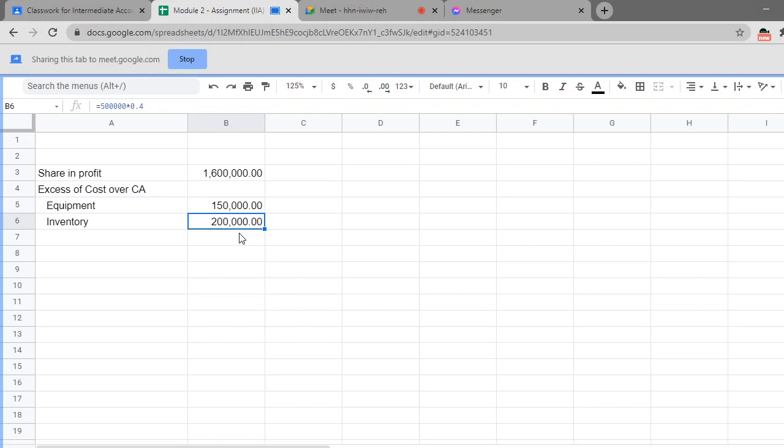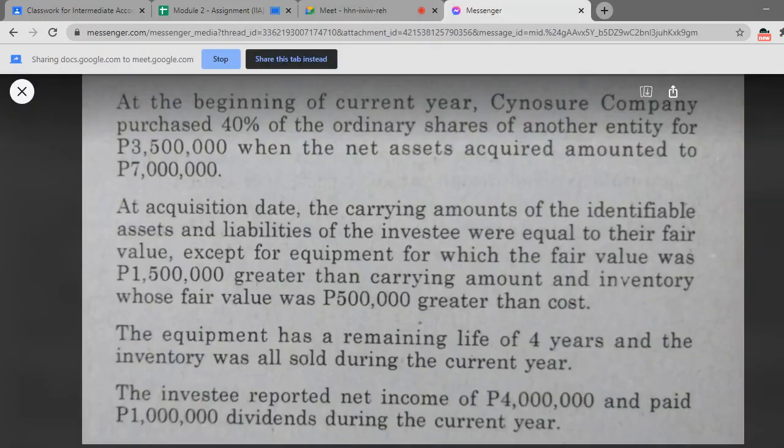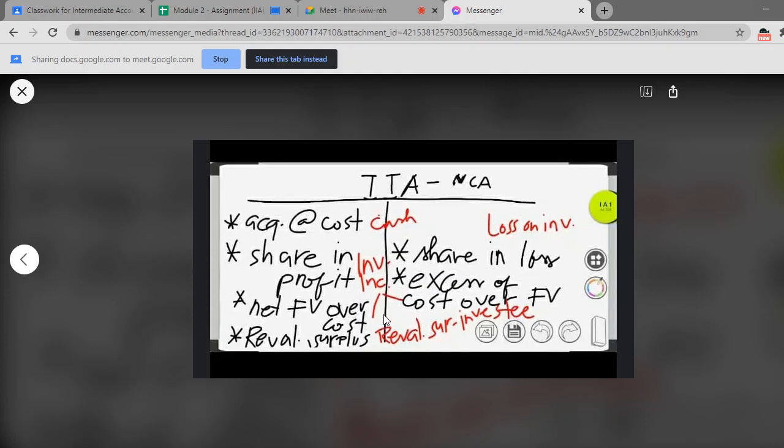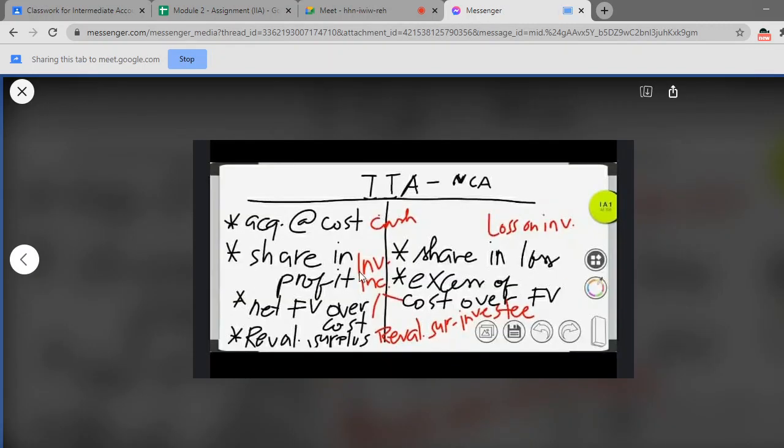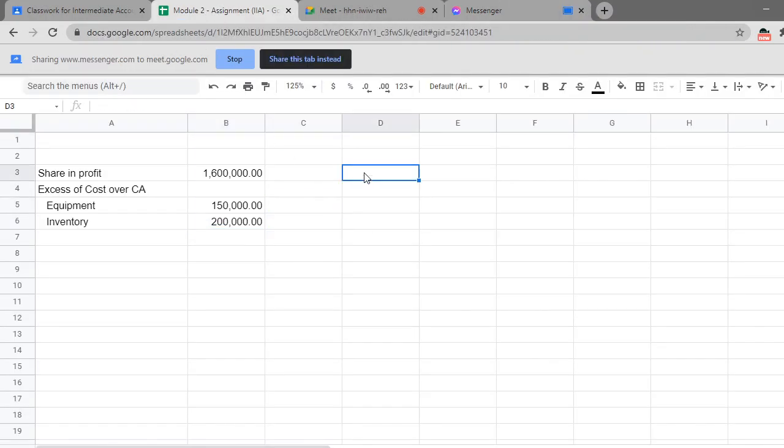Pero, may isang item na kasali. We have another item here, net fair value over cost. And this is something na we have to compute for this problem. Yan. Di ba may isang item na kasali sa investment income? Ito nasa debit. Net fair value over cost. And how do we compute for that? Let's start with your cost. Di ba itong cost is 3.5? Ayan. And we have our carrying amount, which is 7 million times 40%.